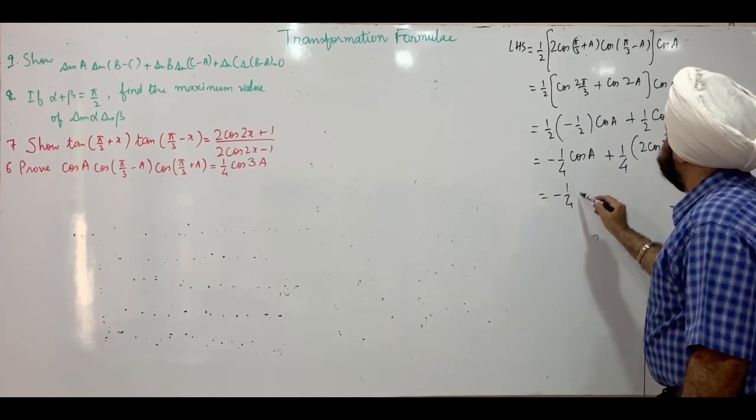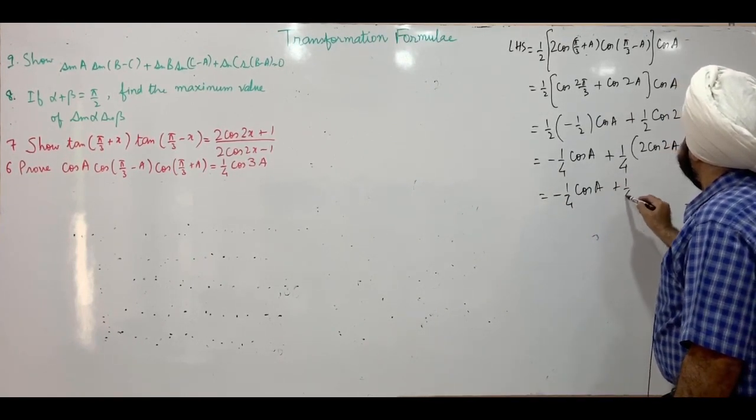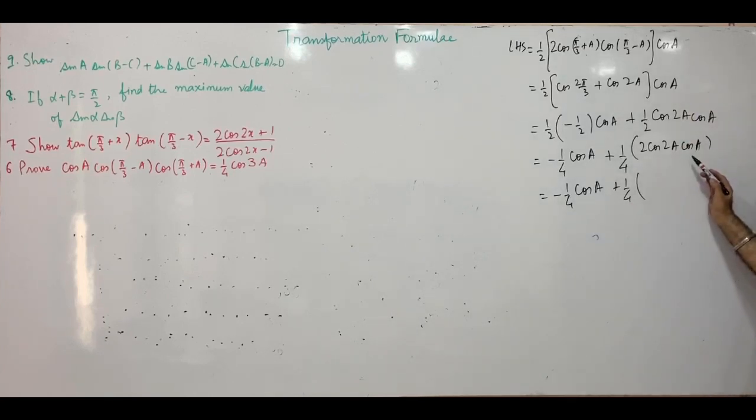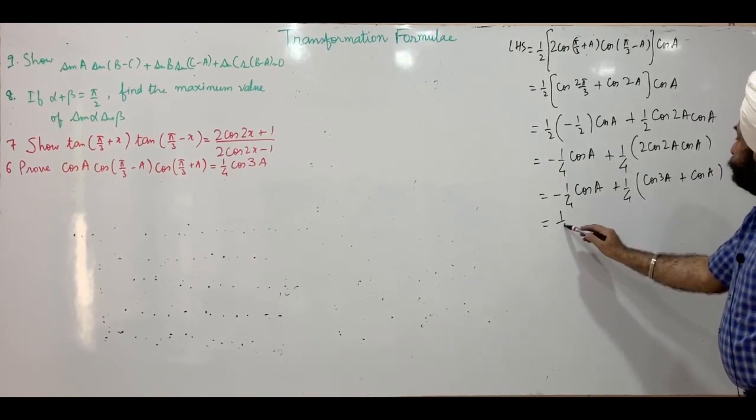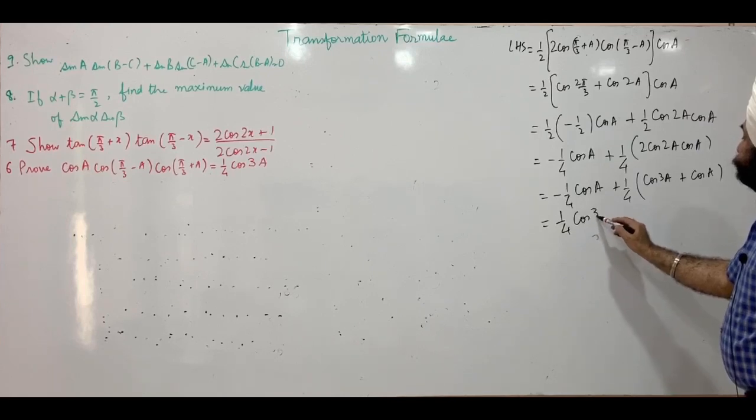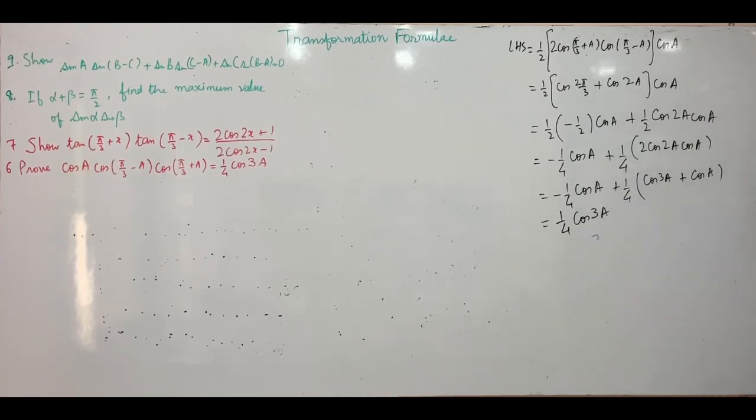That's minus 1 by 4 cos of A. 2 cos A cos B is cos of A plus B. That's cos of 3A plus cos of A minus B. That's cos of A. 2A minus A is A. This will cancel out with this. So we are left with the answer, which is 1 by 4 into cos of 3A.